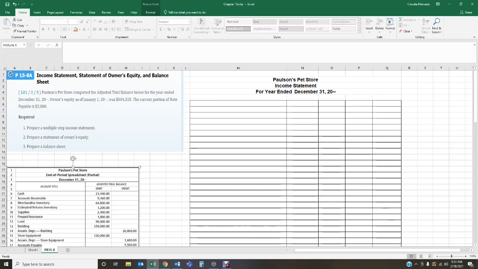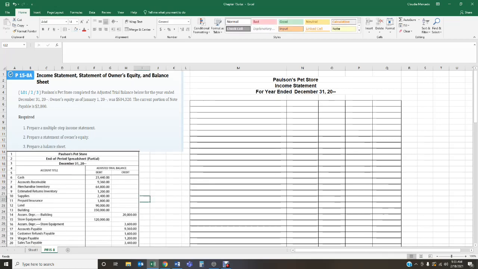Okay, and then we are provided with the end of period spreadsheet that we're going to be using to be able to complete our three financial statements. Okay. So the first financial statement that needs to be completed is the multiple step income statement. Okay, so we've got the name of the company, Paulson's Pet Store. This is the income statement for the year ended December the 31st.